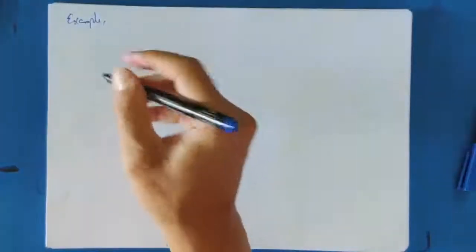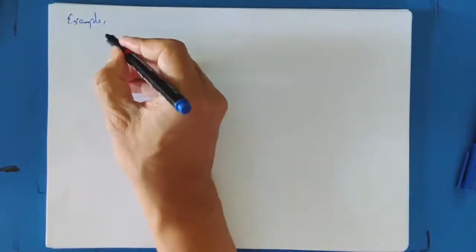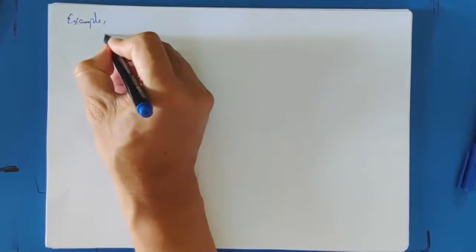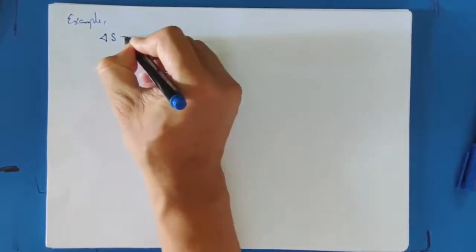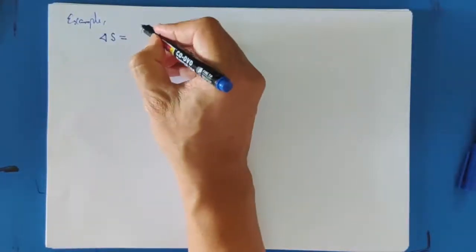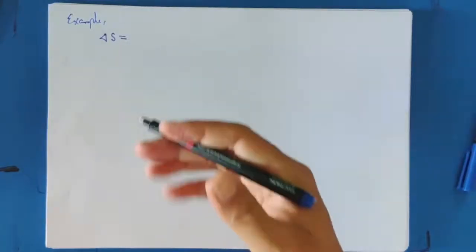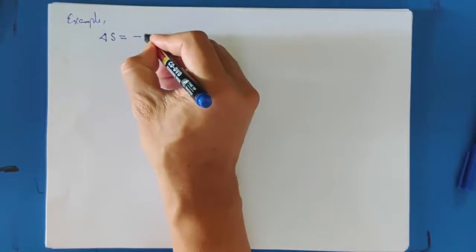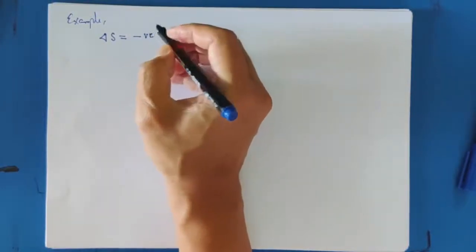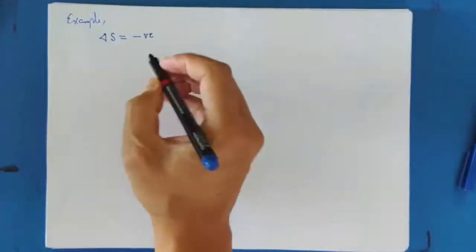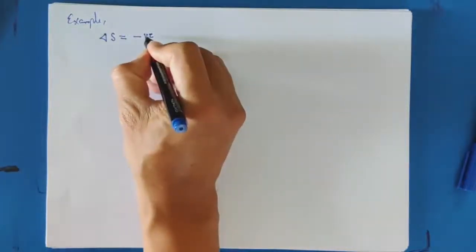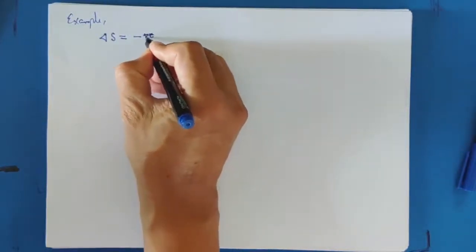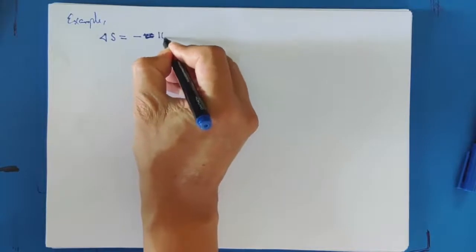Example. Entropy. Yes, adsorption of gaseous particle takes place. Entropy decreases, meaning this has to be negative. Suppose 10, so okay, minus 10. Okay, entropy is minus 10.